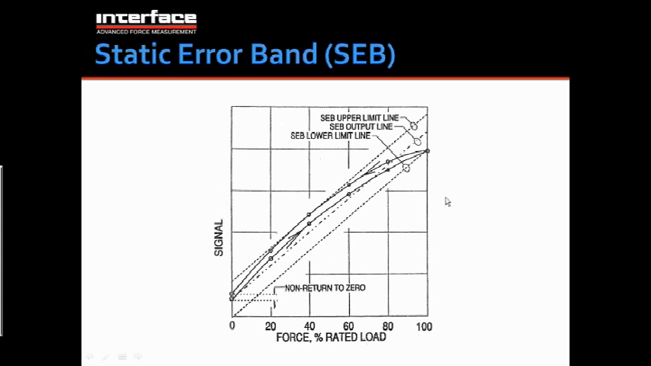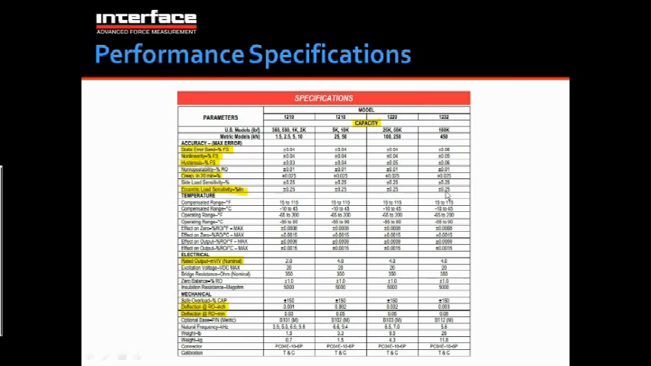So after all it's said and done, what we do is we refer here to our specification chart, and we make sure that all of those parameters have been met by our load cell. Here we have a segment of our catalog where we show where the steric error band, the nonlinearity, and the hysteresis specifications can be found for different capacities or for the different models, in this case of the 1200 series.